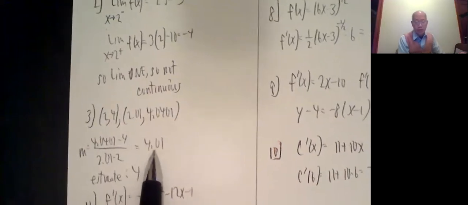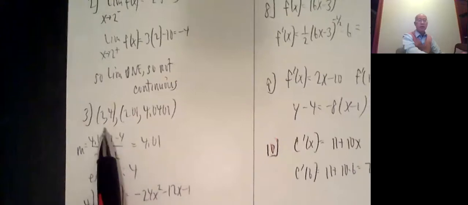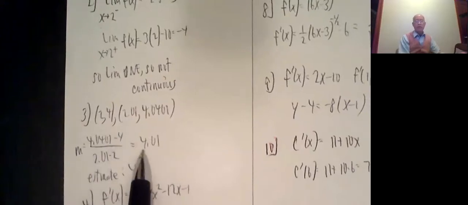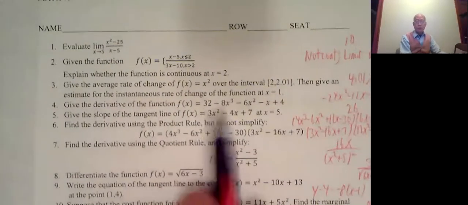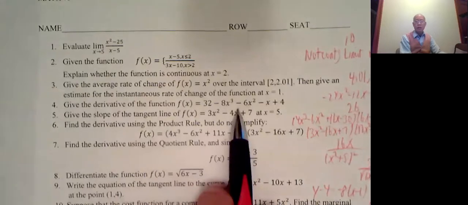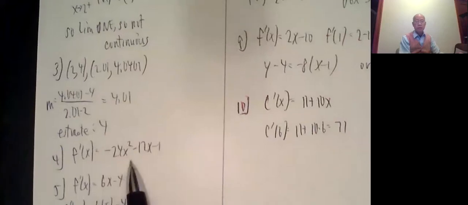They say make a guess for the instantaneous rate of change. Well, we picked two numbers that were real close by, 2 and 2.01. We got 4.01, so a good guesstimate would be 4. Number 4 just simply asks for the derivative. So the derivative of this is 0. This one is negative 24x squared minus 12x minus 1. So negative 24x squared minus 12x minus 1.